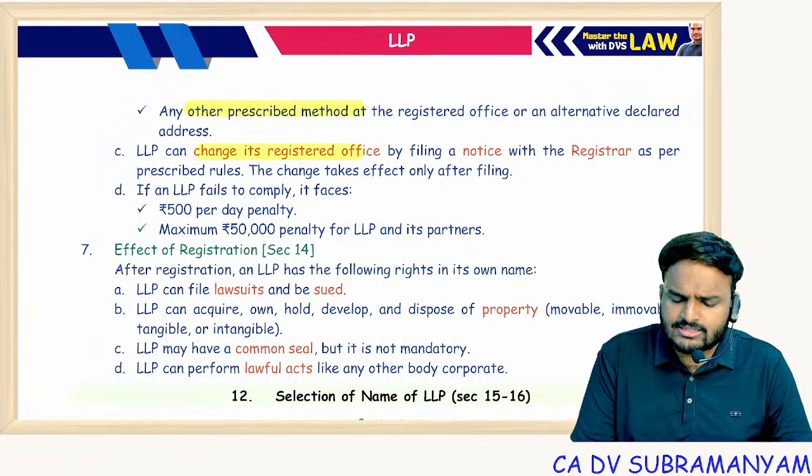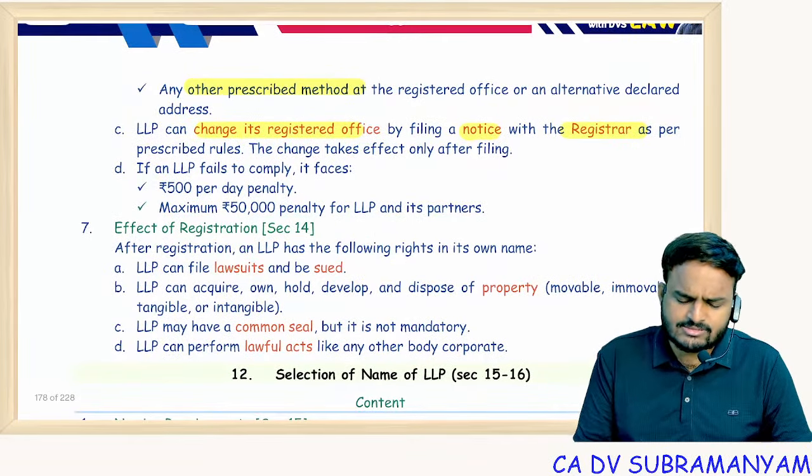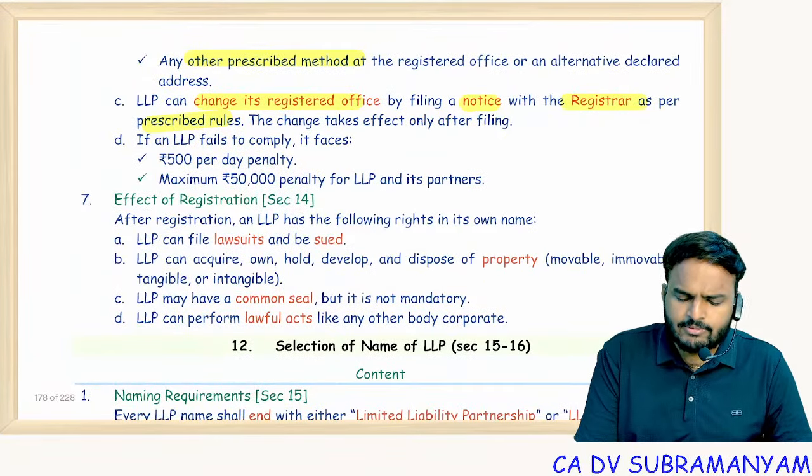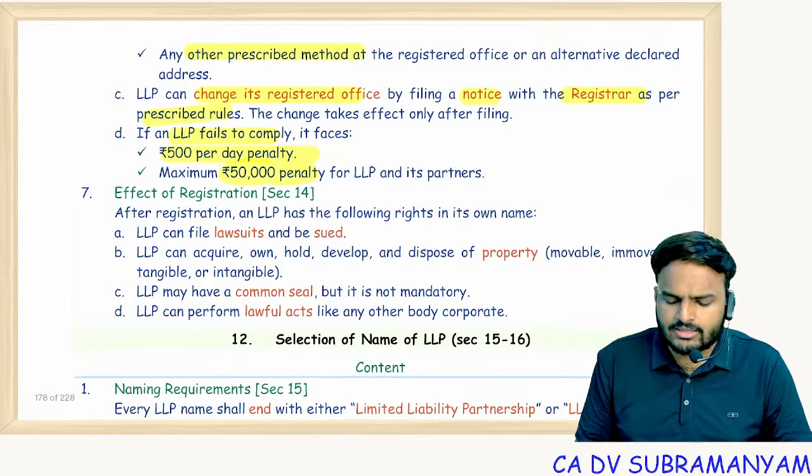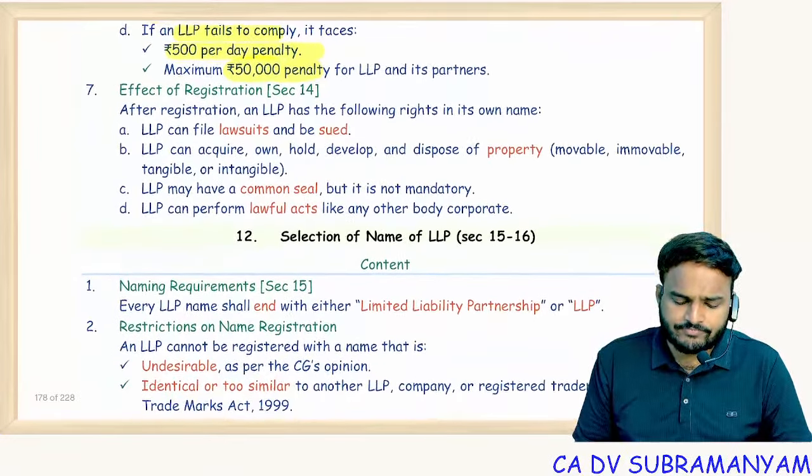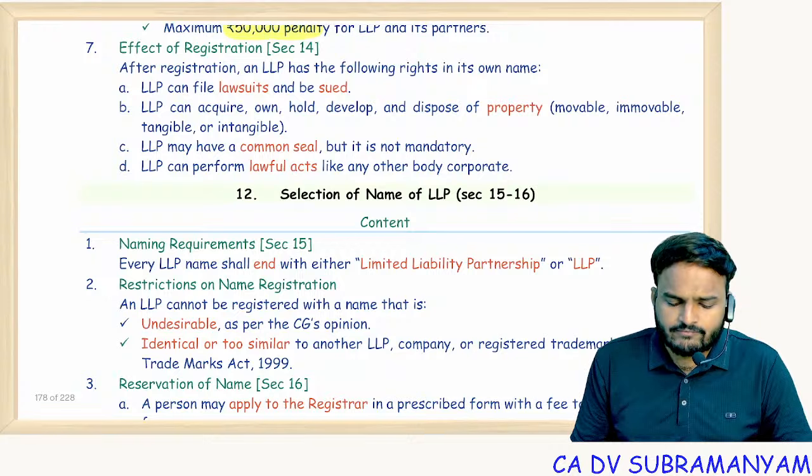An LLP can change its registered office by filing a notice with the ROC as per prescribed rules. If the LLP fails to comply with the above rules, there is a penalty of 500 per day, maximum 50,000, for the LLP and its partners.